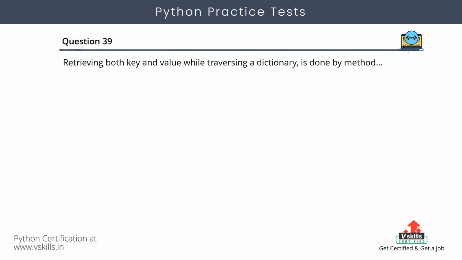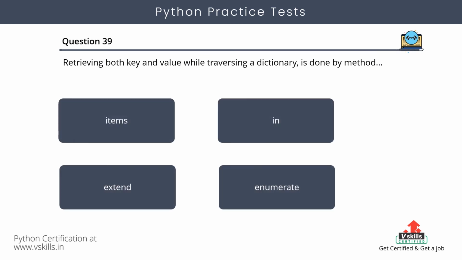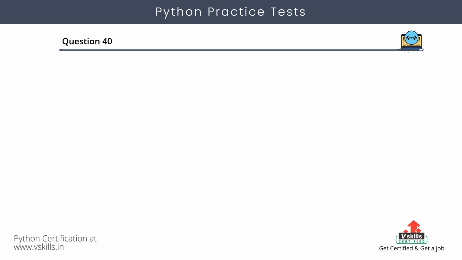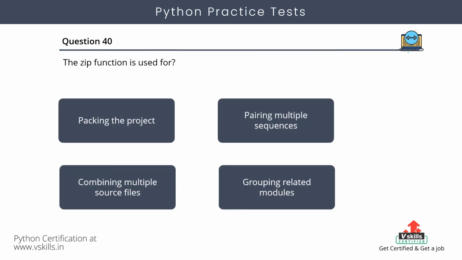Question 39. Retrieving both key and value while traversing a dictionary is done by which method? The correct answer is option A. Question 40. What is the zip function used for? The correct answer is option B.